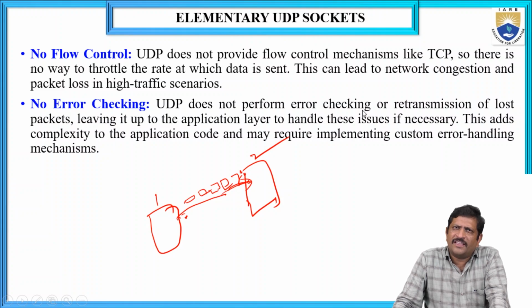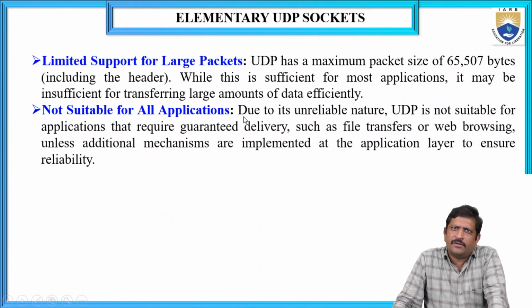No error checking. UDP, User Datagram Protocol, does not perform error checking or retransmission of lost packets, leaving it up to the application layer to handle these issues if necessary. This adds complexity to the application code and may require implementing a custom error handling mechanism. So that is no error checking.